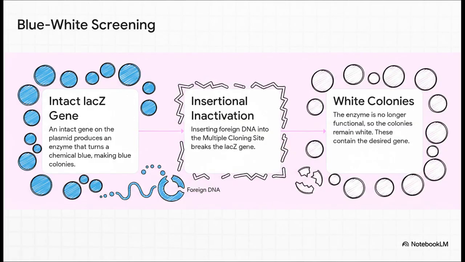This new method is called blue-white screening, and it's just so clever. Here's the idea. The cargo bay, that multiple cloning site, is stuck right in the middle of a gene called lacZ. If the lacZ gene is working, it makes an enzyme that turns the bacterial colony blue. But, and this is the brilliant part, when we successfully insert our gene into the MCS, we actually break the lacZ gene. The enzyme doesn't get made, and so the colony stays white.